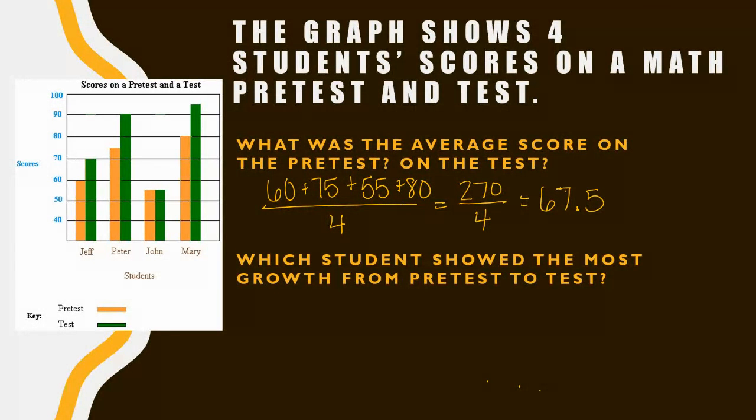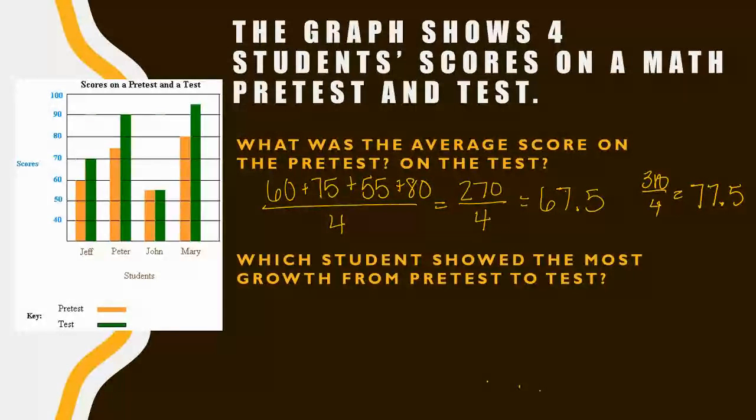On the test, we can do the same thing. So we can add them all up. We can add up the 70 plus the 90, which is 160, plus Mary's score of 95, which is 255, and then add in John's score of 55, which is 310. Divide that by the 4 students, and the average on the test would be 77.5. Maybe check me with your calculator, make sure my mental math is correct here, okay?